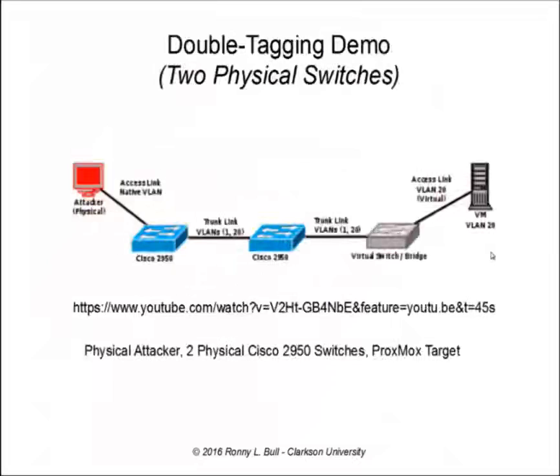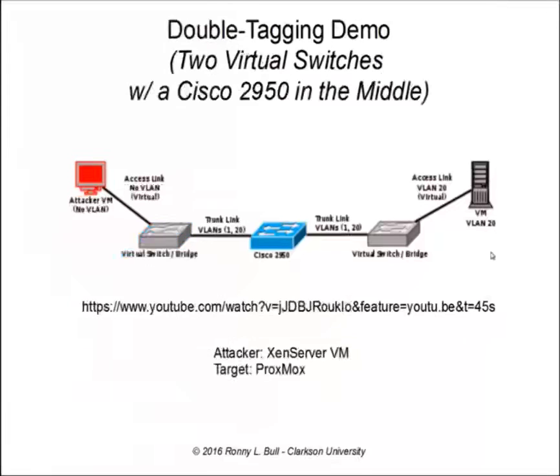Okay, so we ran 3 different scenarios. The first one was a control scenario where we had the 2 physical switches, which was known to work. We had a physical attacking system connected on a native VLAN. It went through that first trunk link to the second switch, and we were able to access the VM on the other side on VLAN 20. For the sake of time, I'm not going to show this video right now. It does work here. You're more than welcome to go click the link. But we have 2 more videos I'd like to show that are a little more effective than this one.